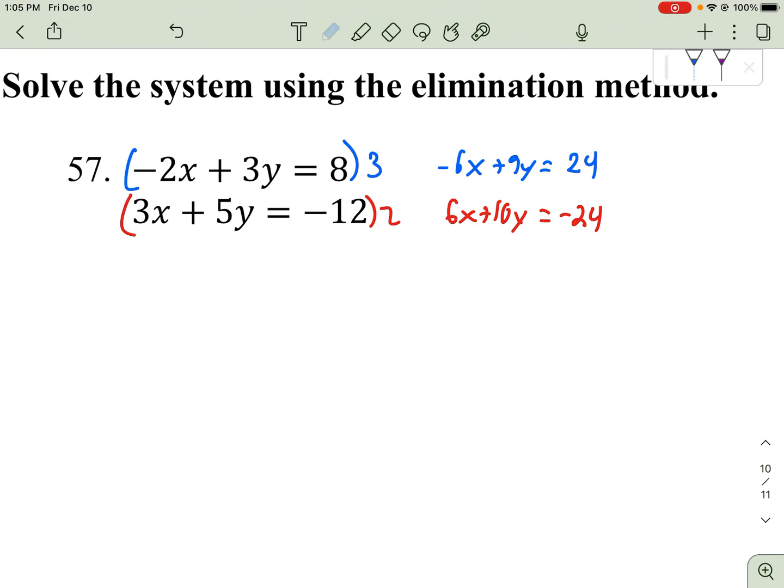Now we can add these together to create a new equation. And you get 19y equals 0. These cancel out, which is what we wanted. And here we happen to get 0 too. So that actually works out nicely, because now you can divide both sides by 19 to get y equals 0.